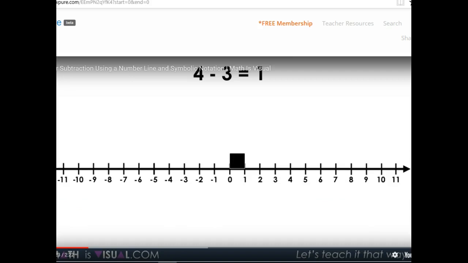What happened? They had 4 blocks and they took away 3, leaving 1 block. The blocks are on the positive side.